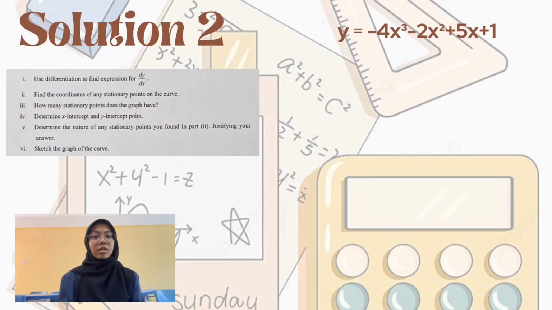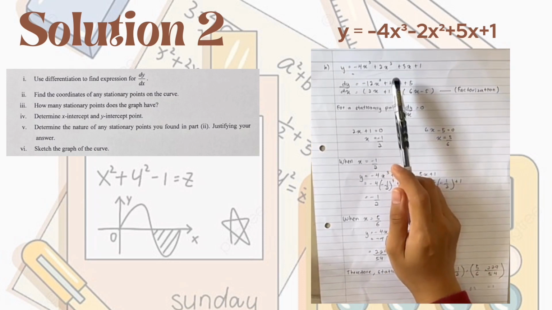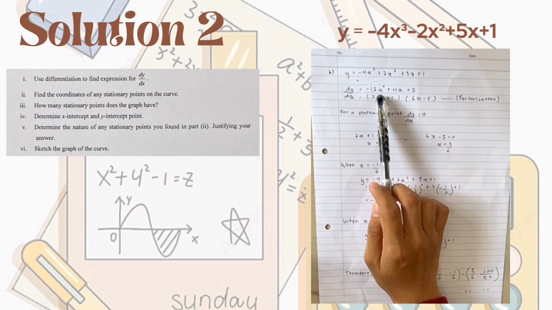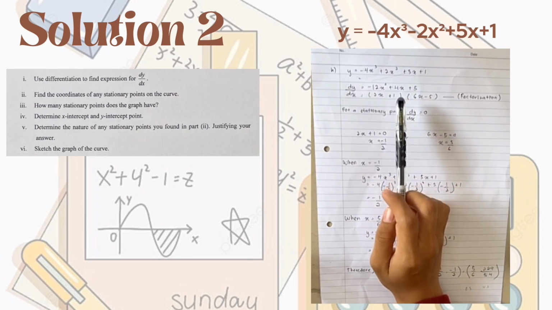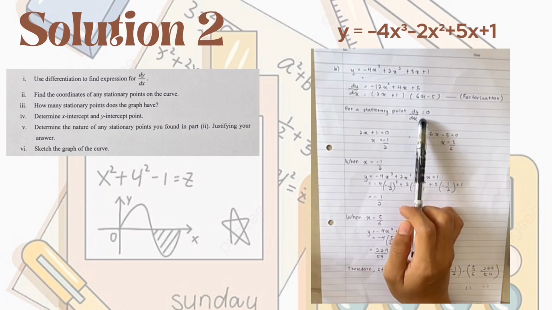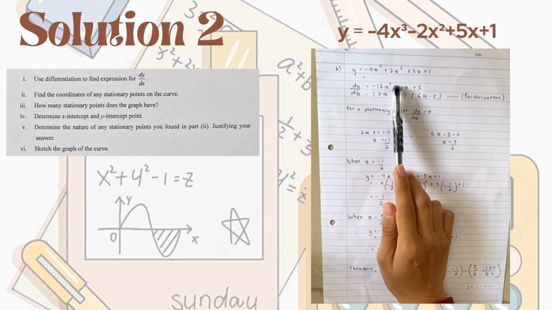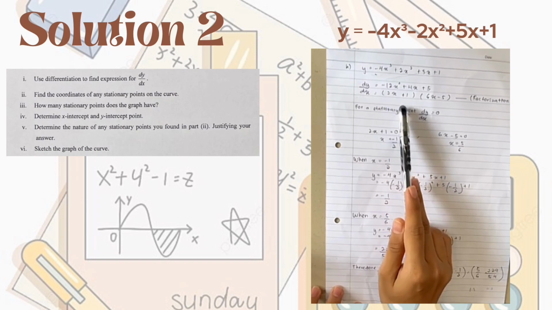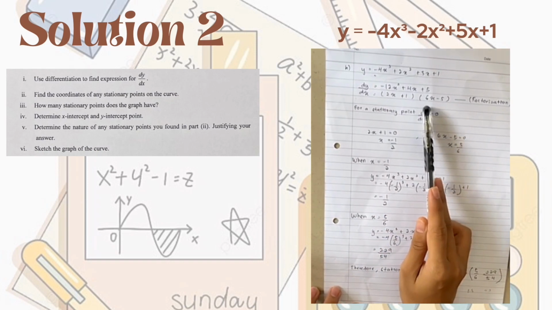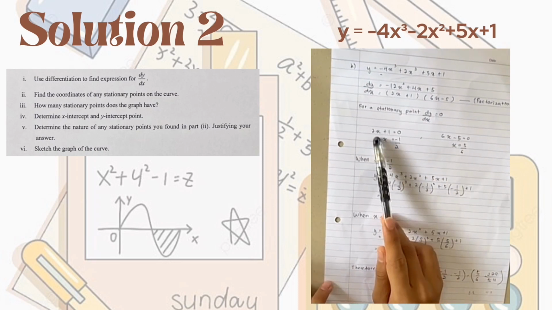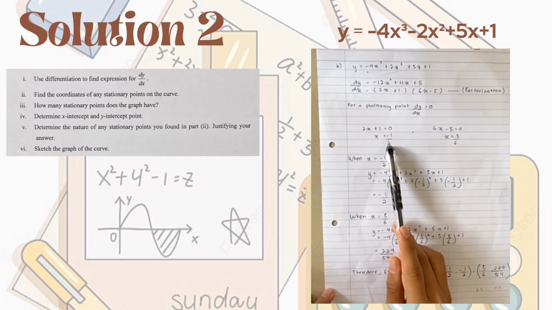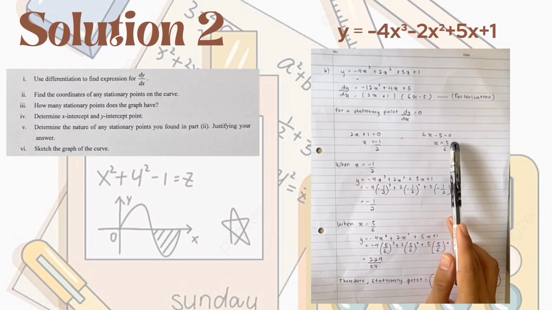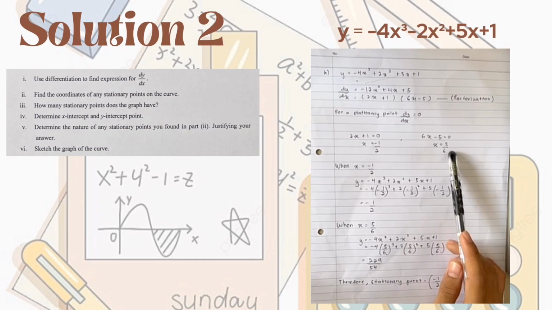Now I will explain the solution of question H. Firstly, we want to find the differentiation of the equation of the curve. After we differentiate, we get negative 12x squared plus 4x plus 5. Second step, when dy over dx equals 0, we must factorize negative 12x squared plus 4x plus 5 and get 2x plus 1 and 6x minus 5. So when 2x plus 1 equals 0, we get x equals negative half, and 6x minus 5 equals 0, we get x equals 5 over 6.